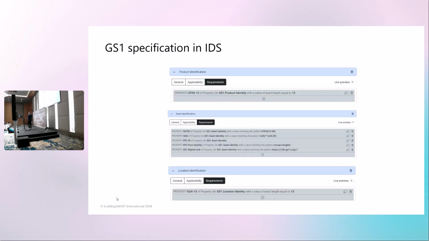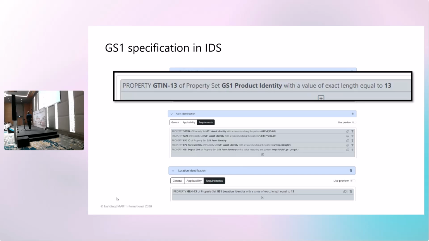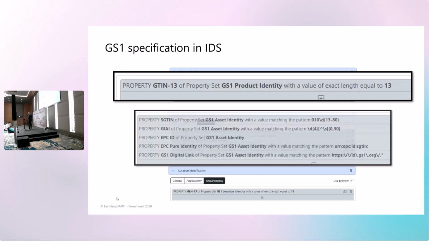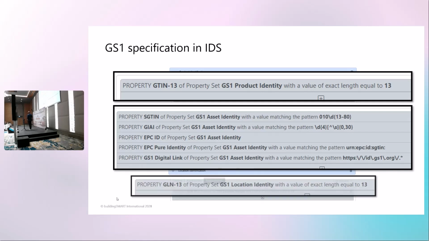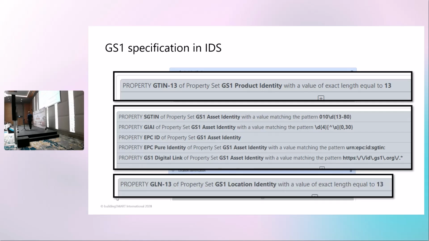I have here an example IDS file. This is how you can view IDS in a software. I can zoom in, and it says, okay, all of the products in the model need to have GTIN-13 specified, and the length of the value has to be precisely 13 numbers or characters. Same for all of the other identifiers. We can give very precise instructions that can be read both by people, but also by machines, so that we can automate the checking and make sure that the data is according to the demand. Same for the GTIN-13.